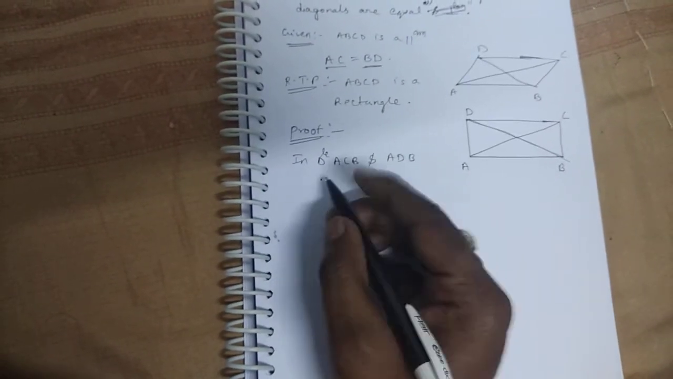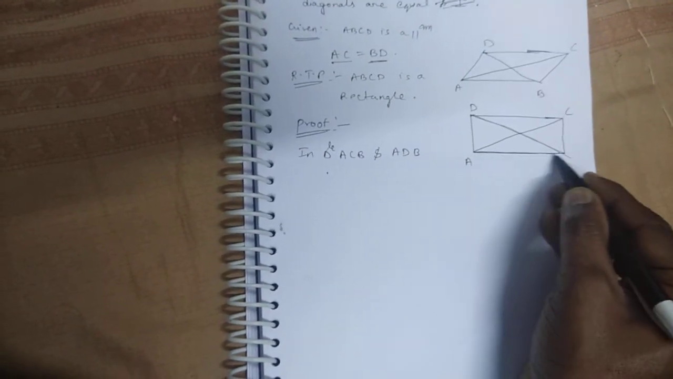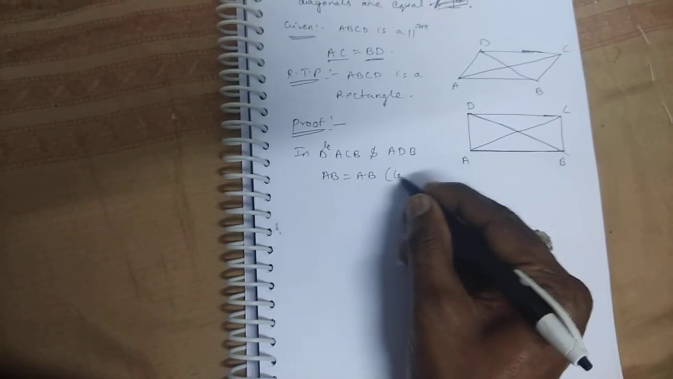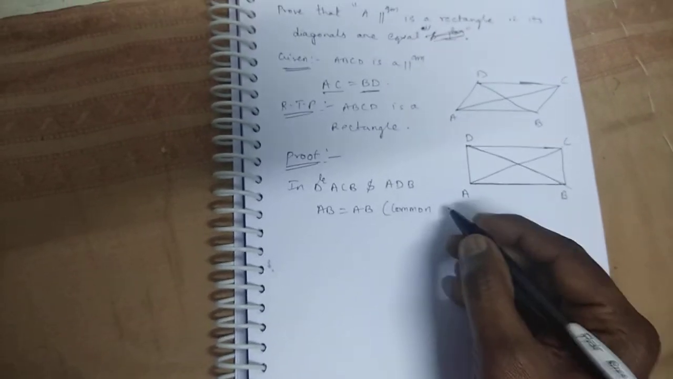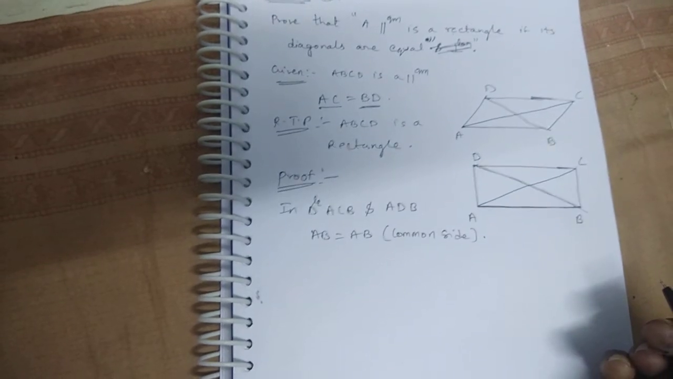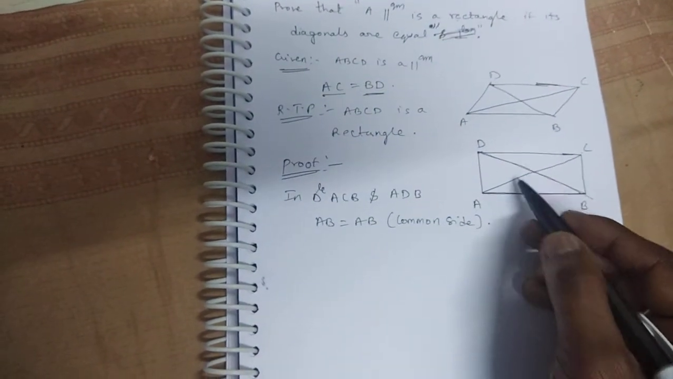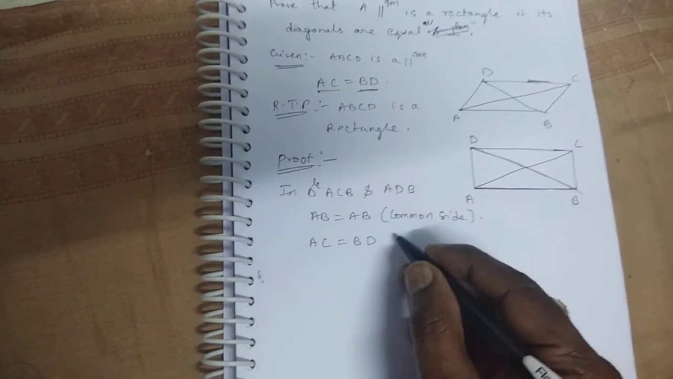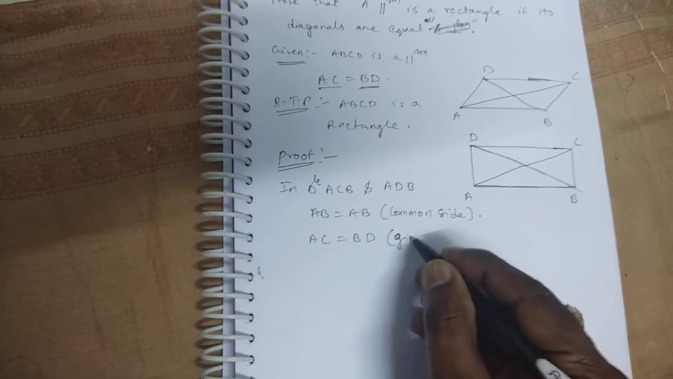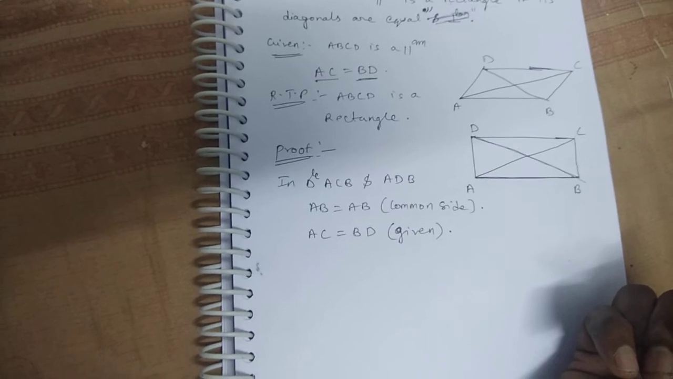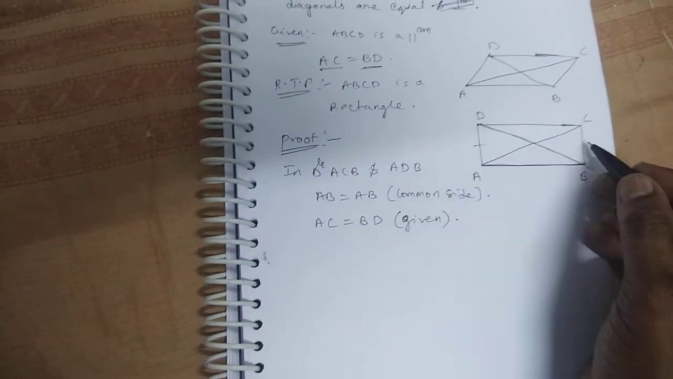In these two triangles, if you observe, AB is the common side. AB is equal to AB, the common side, and he has already given AC and BD are equal. AC is equal to BD. He has given in the question that both the diagonals are equal. Now AD and BC are equal.